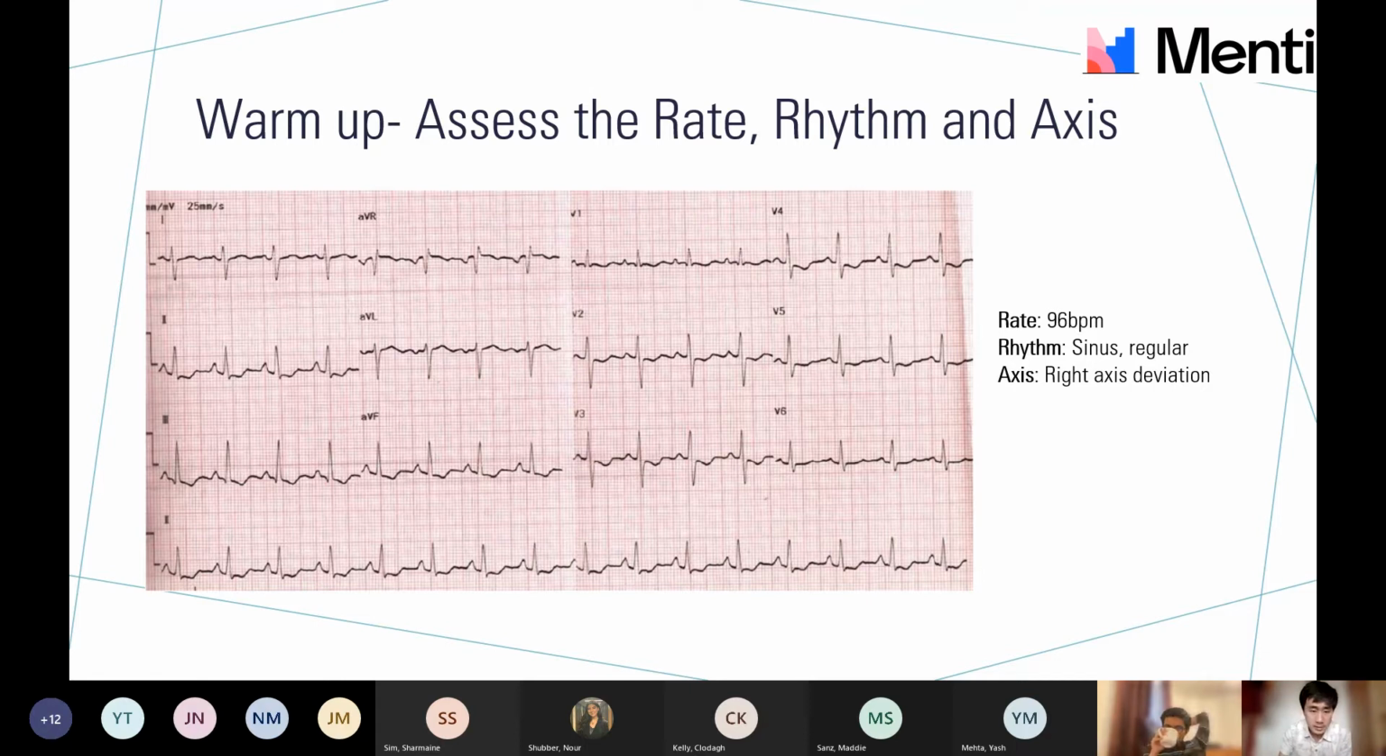So, rate, rhythm, axis. Sorry for the weird line in the middle of the ECG. I think this is one I actually took a photo of. I keep seeing cool ECGs and then forgetting to take photos of them. It's really sad. You could have sourced all my ECGs for this presentation. Are the ECGs coming up okay in your slides, by the way? They're big enough in size to actually do this.